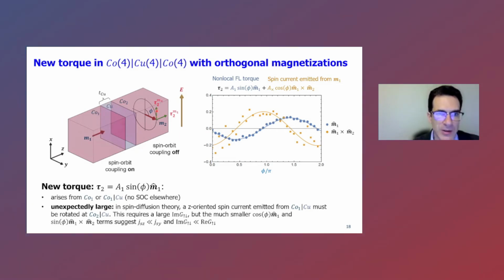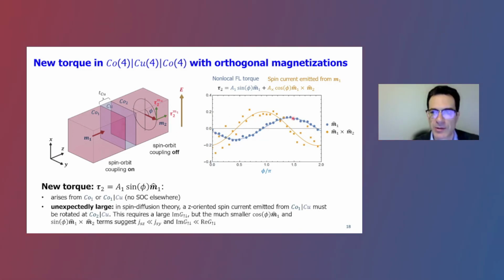We can calculate the two components of the torque acting on M2 as a function of the angle that M2 makes in the XY plane. And this is what we get here. There are two components. The component proportional to the cross product of the two magnetizations is conventional. One can show that it comes from the spin Hall effect generated either by the interface or by M1 itself. So I'm not going to focus on that because it's conventional, but the other one is unconventional.